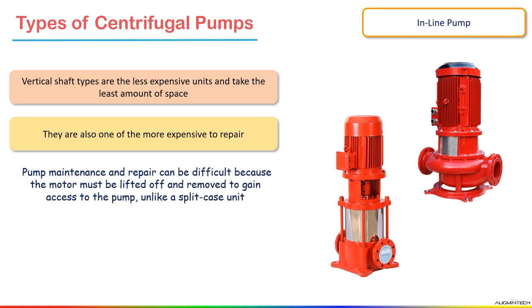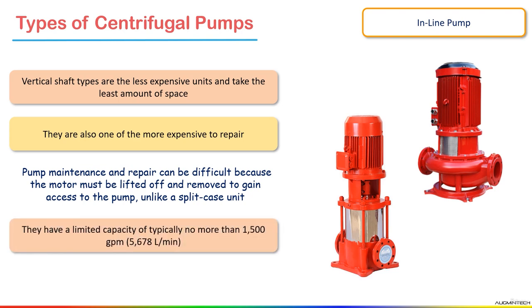Pump maintenance and repair can be difficult. Why? Because the motor must be lifted off and removed to gain access to the pump, unlike a split case unit. And they have a limited capacity of typically no more than 1500 GPM. Remember, it will be available up to 1500 GPM only, the capacity range. If your capacity is more than 1500 GPM, at that time you can go for another pump.